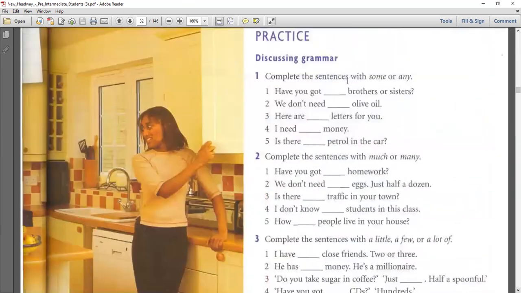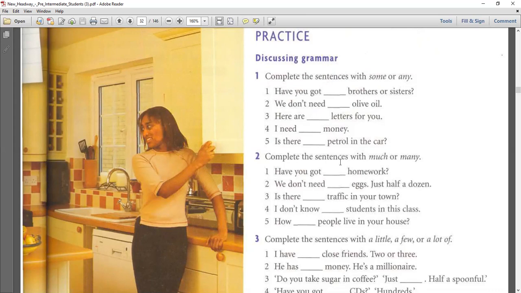Complete the sentences with some or any. Have you got any brothers or sisters? We used any because the sentence is a question. We don't need any olive oil, because the sentence is negative, so we put any. Here are some letters for you, because the sentence is positive. I need some money. Is there any petrol in the car?